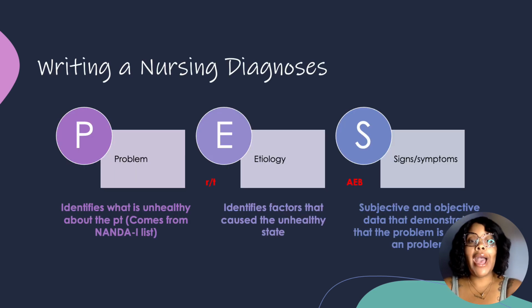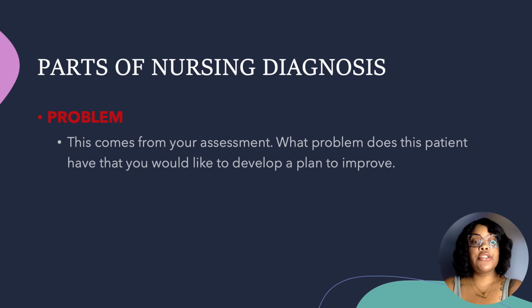So how to write a nursing diagnosis. There are three parts of the nursing diagnosis, and we will go over each step. Just know that you have your problem, your etiology, and your signs and symptoms. First, the problem. What is the problem? The problem comes from your assessment. What problem does the patient have that you would like to develop a plan to improve?